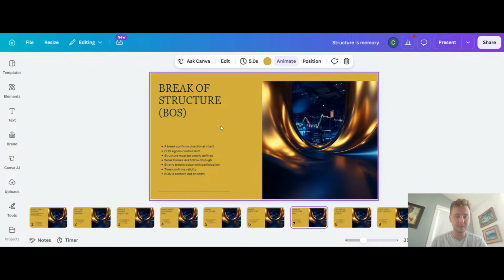Break of structure, something I mentioned beforehand. A break confirms directional intent. Break of structure signals control shift.